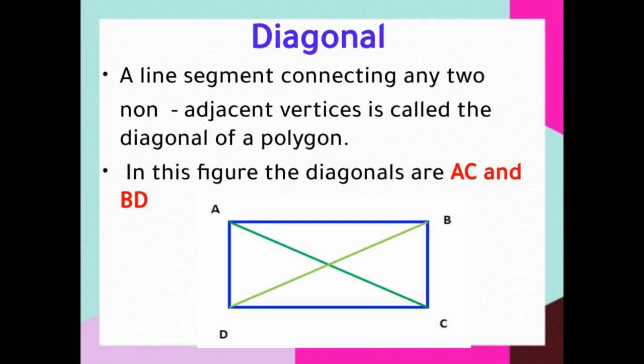Last one, diagonal. A line segment connecting any 2 non-adjacent vertices is called the diagonal of a polygon. In this figure, diagonals are AC and BD. Look at the figure. The figure has 4 line segments, isn't it? AB, BC, CD and AD. This polygon is made up of 4 line segments. Here, diagonals are marked in green line. That is, AC is one diagonal and BD is another diagonal.